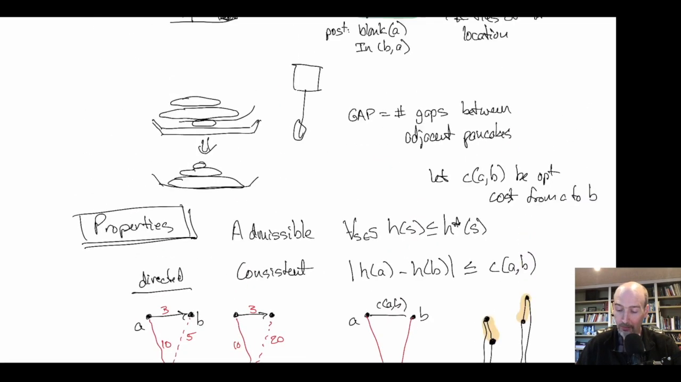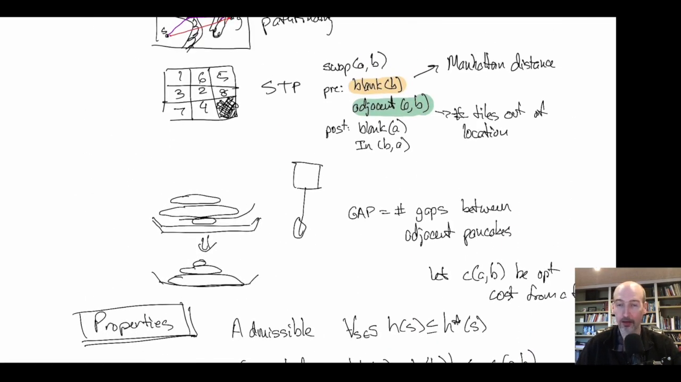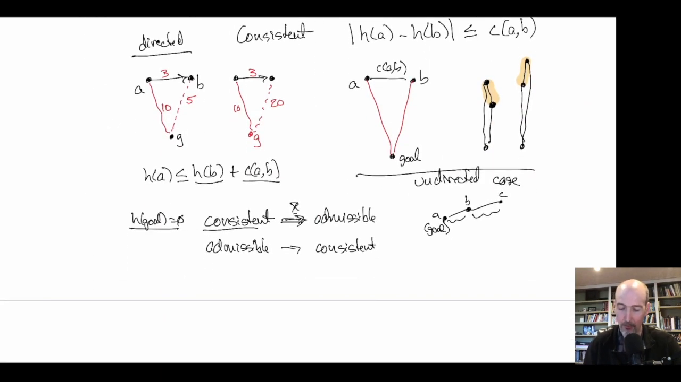Okay, so for all of these very natural heuristics that we get here, they're going to be consistent, and therefore they're going to be admissible. The other question we want to answer is, is there an admissible heuristic that is not consistent? Does admissibility imply consistency? The easiest way to show that is, of course, to show an example.